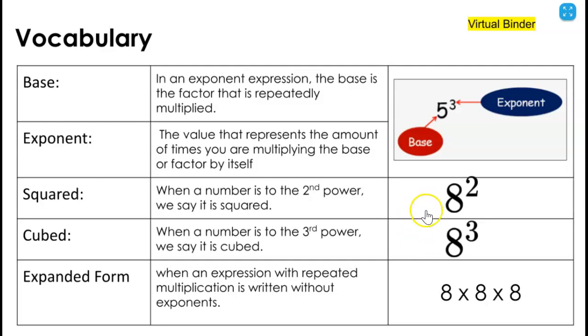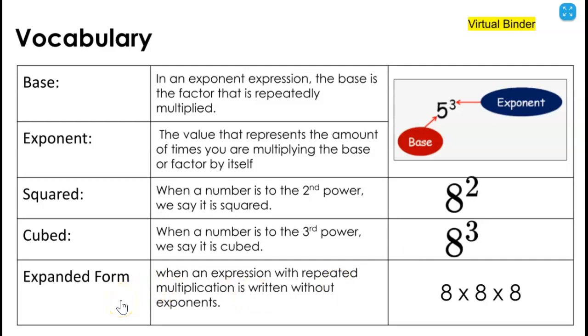Now, we see 8s here being represented, but these could be any numbers. This could be 10 to the second power, 9 to the third power, 10 squared, 9 cubed. So any number can go in the base. As long as the exponent is still a 2, it is considered squared. Or if the exponent is a 3, it's considered cubed.